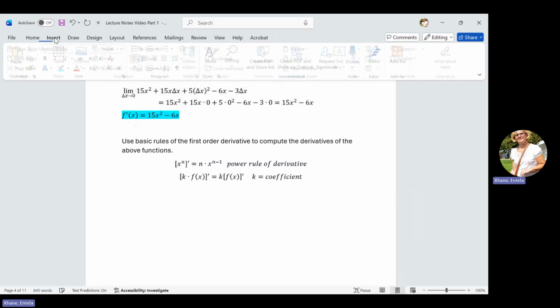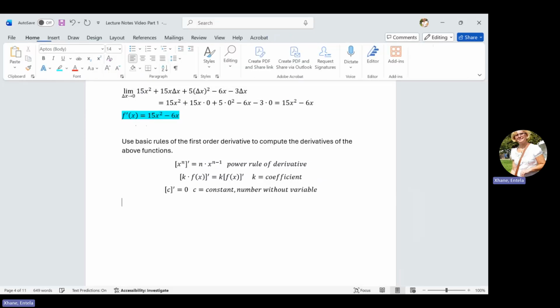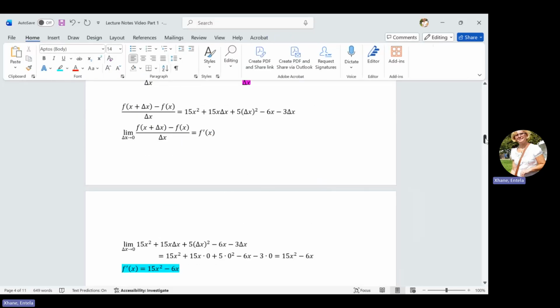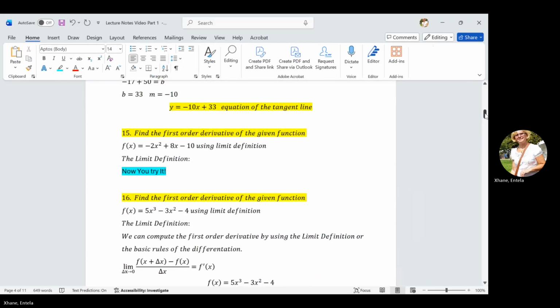Another rule that is extremely important is the constant rule of the first order derivative. So if you have a constant, then you differentiate and the derivative is 0. C equals constant number without variable. And then with that in mind, let me pull the function up.